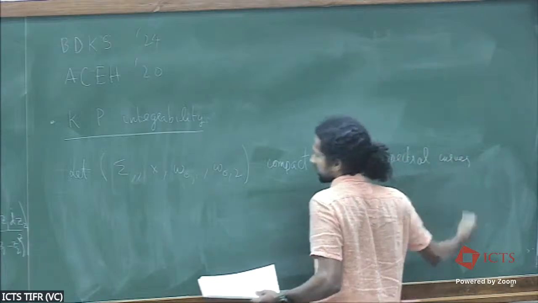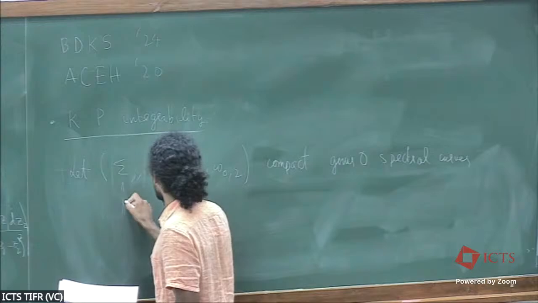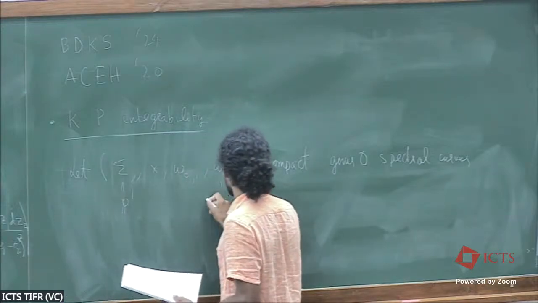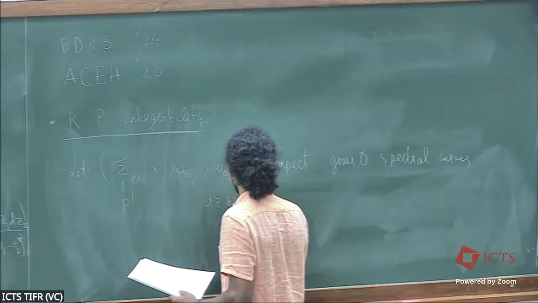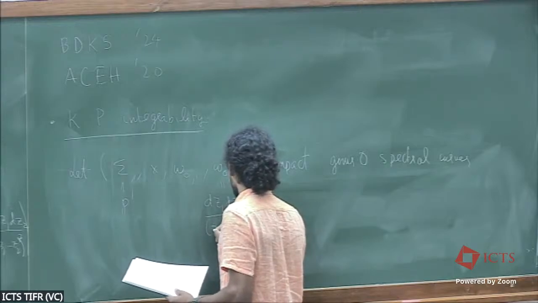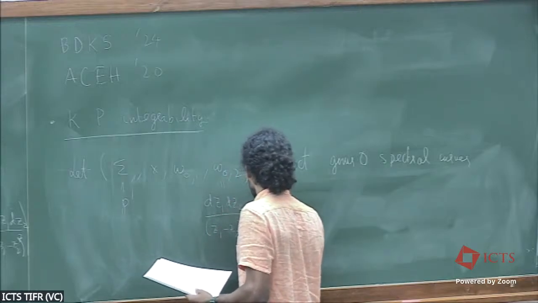Okay, so it's just saying that sigma has to be P1, and omega 0,2 has to be dz1 dz2 over (z1 minus z2) squared. So the standard one.